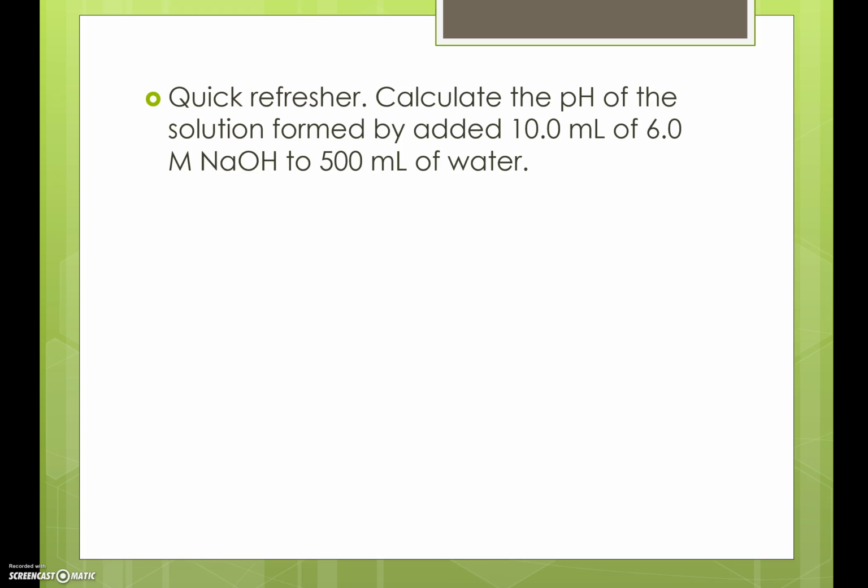Before we begin this lesson, we're going to do a couple of quick refreshers. Our first one is going to deal with what happens to the concentration of sodium hydroxide when we take a solution and add water to it. So I want you to take a minute and calculate the pH of a solution formed by adding 10.0 milliliters of 6 molar sodium hydroxide to 500 milliliters of water.